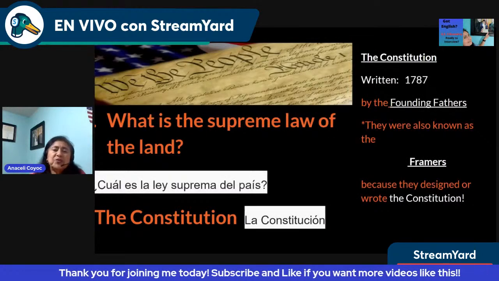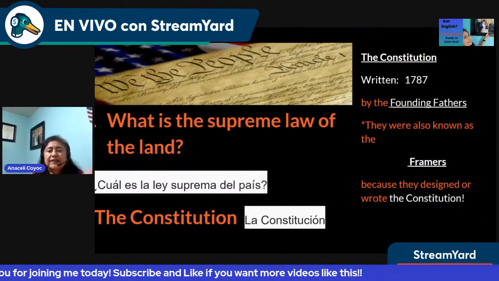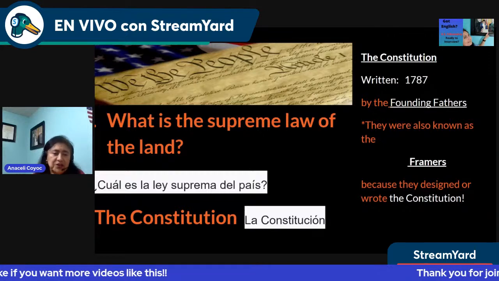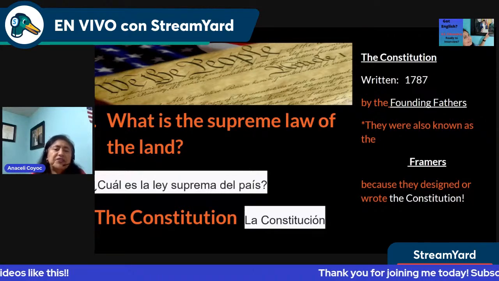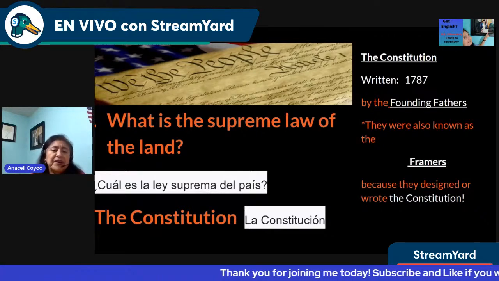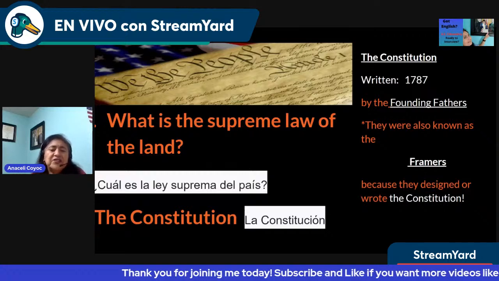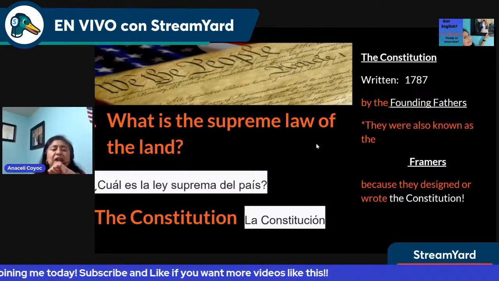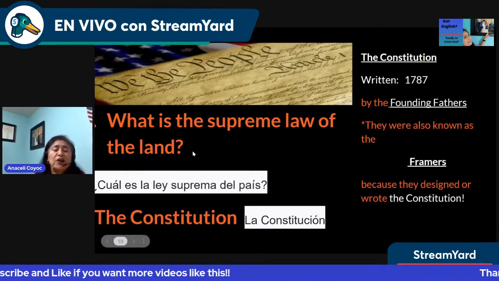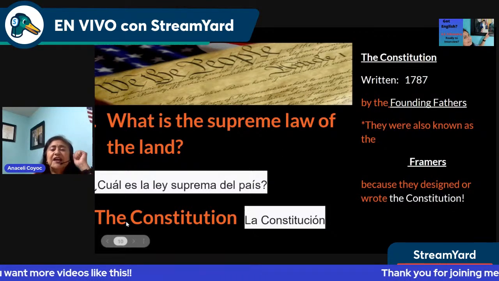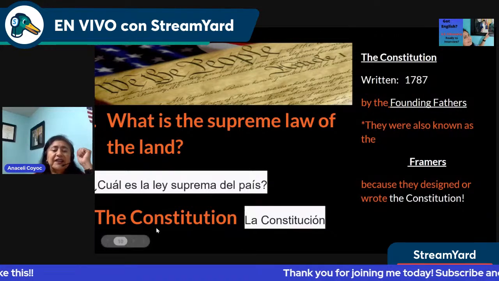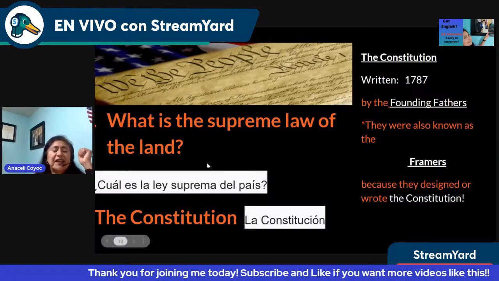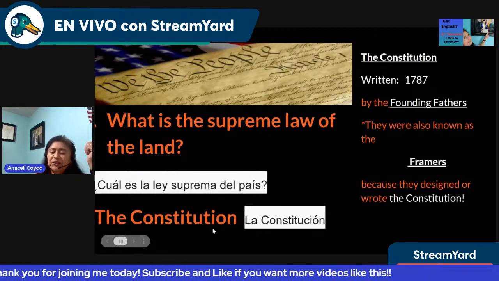Going back to our previous questions, because this class is designed to practice and review with you. Let's go over the other questions that we've looked at in the previous recordings. This question is, what is the supreme law of the land? Or what is the highest law of the land? And the answer is the Constitution. What is the supreme law of the land? The answer is the Constitution.